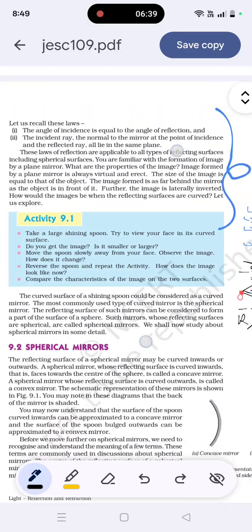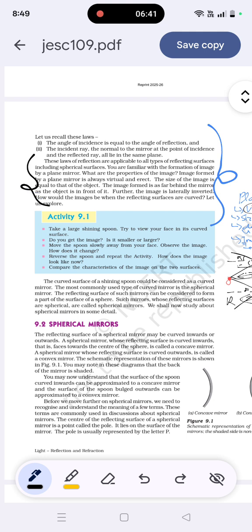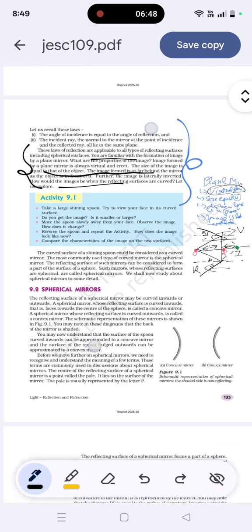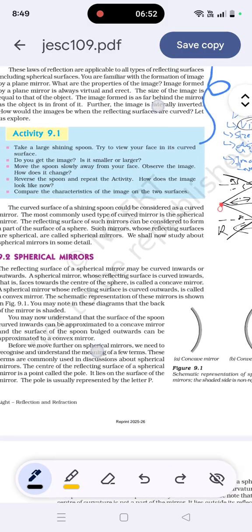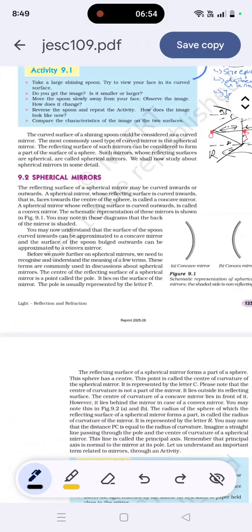Now this was the only thing talked about in this part. Now let's go to spherical mirror.